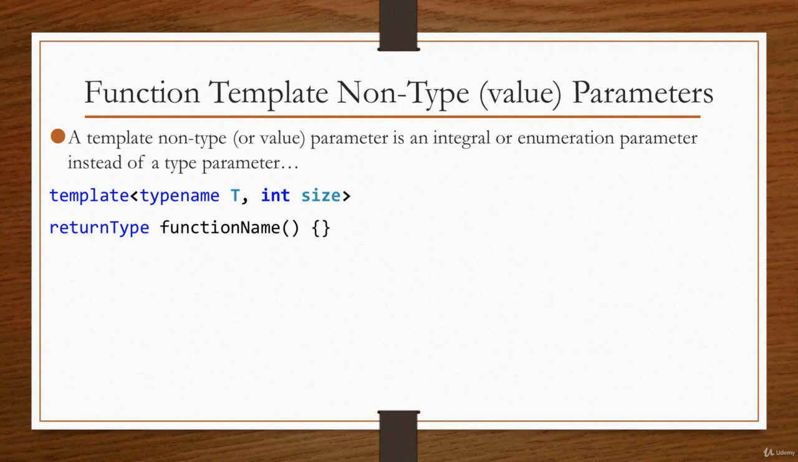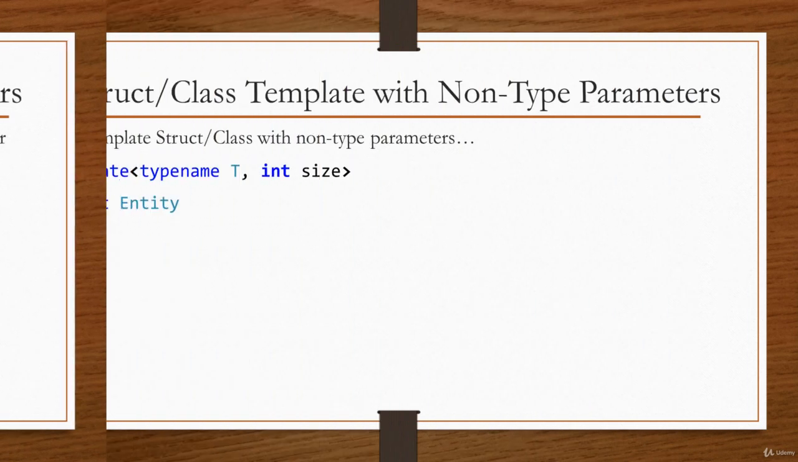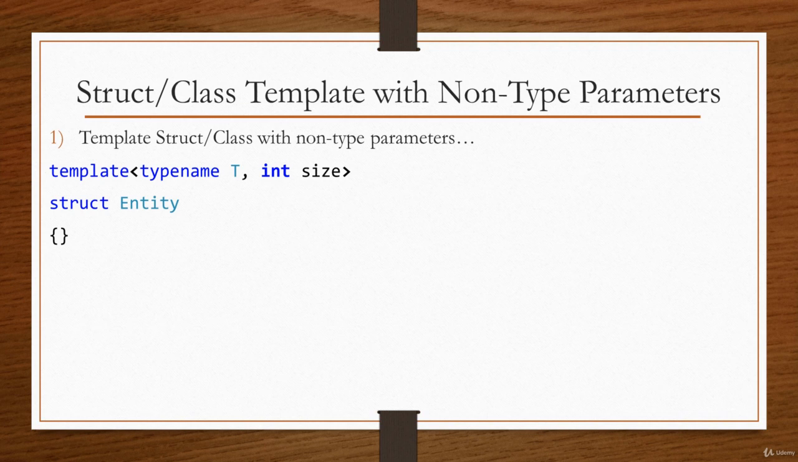Now that is familiar, right? That is similar to a pass by value parameter. And then you have the function definition. You can also have a struct or a class template with non-type parameters.